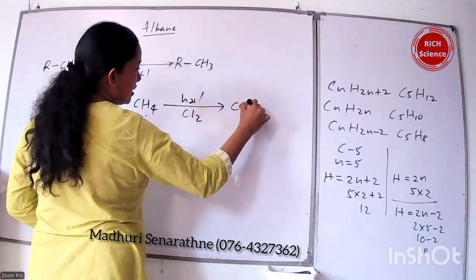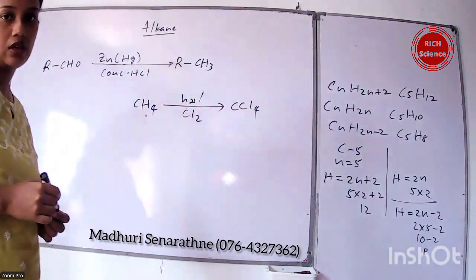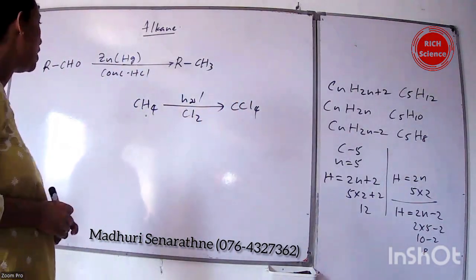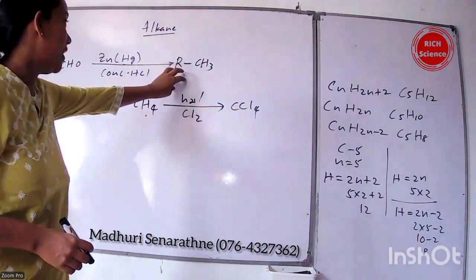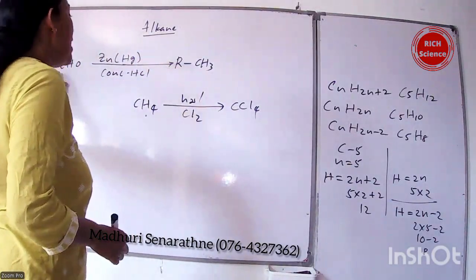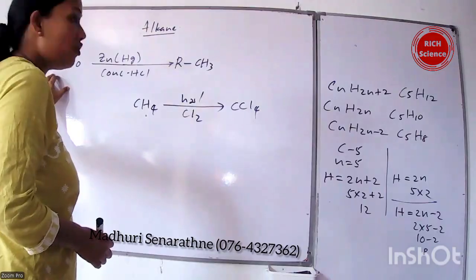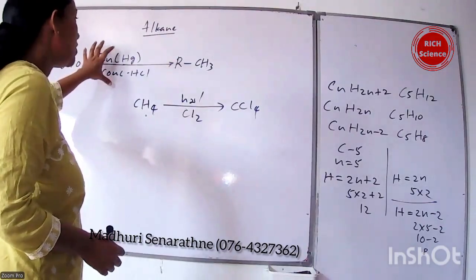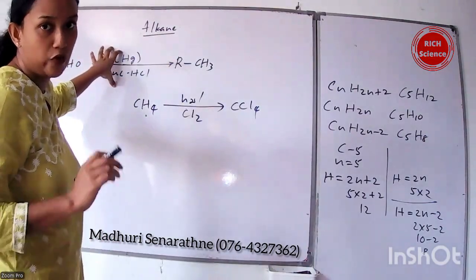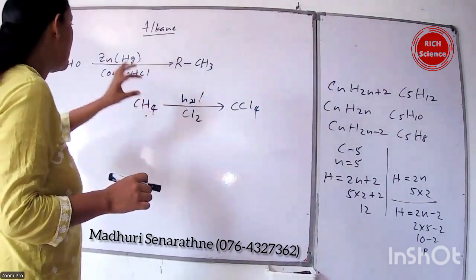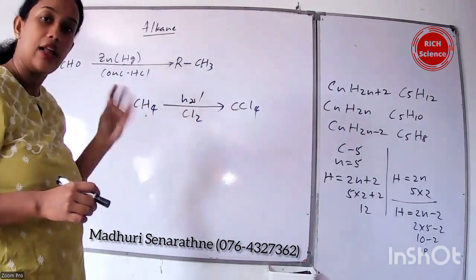HmuCl product is CCl4. Alkane reactions. How to make an alkane? By using an aldehyde which contains the same number of carbon atoms. And this is called Clemmensen reduction. If you want, you can note these things. This reduction is called Clemmensen reduction.